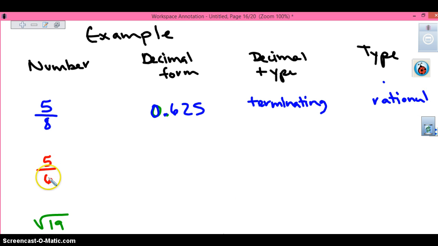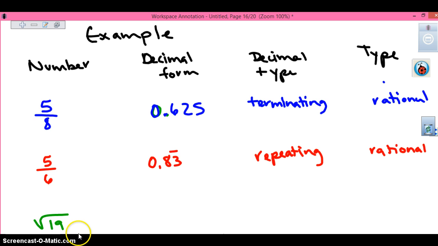What is the decimal form of 5/6? 0.8 repeating 3. So what type of decimal is this? Repeating. Is this rational or irrational? Rational.